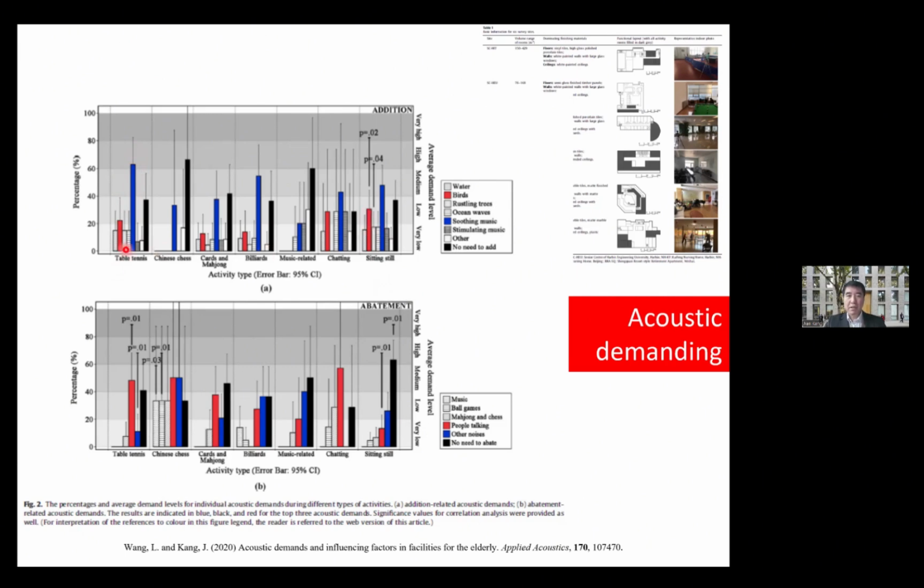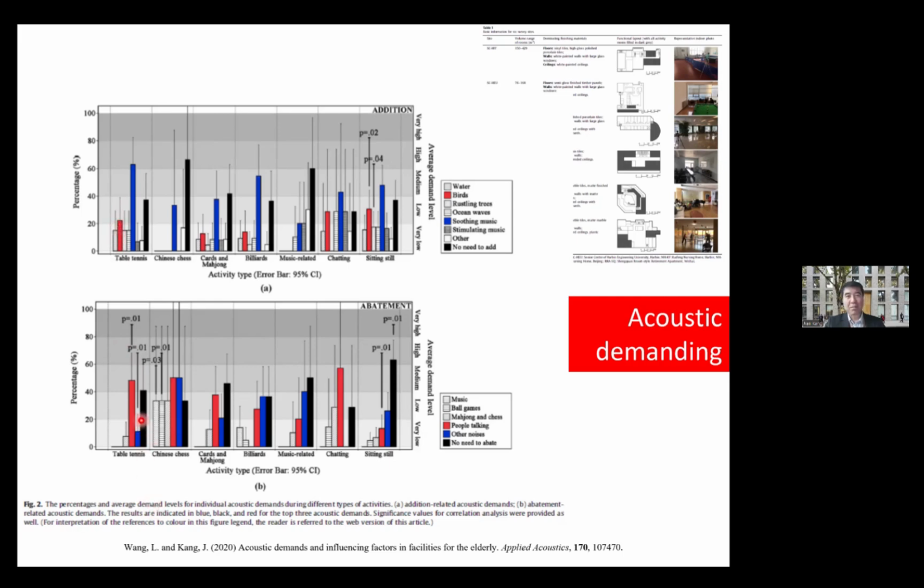Because the activity hall has different activities or different zones, if we design different zones differently according to their preference, that'd be great. And this is what they don't want. Again, table tennis, many people don't want bird sound. You will see why this is wanted sound, and this is unwanted.